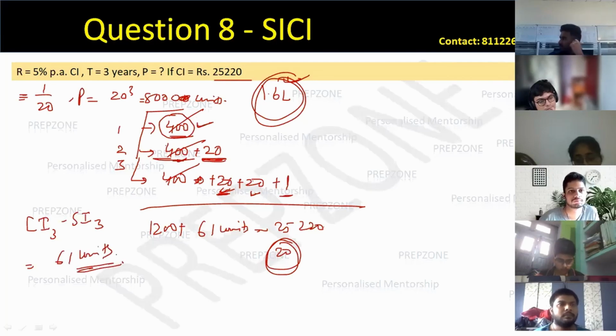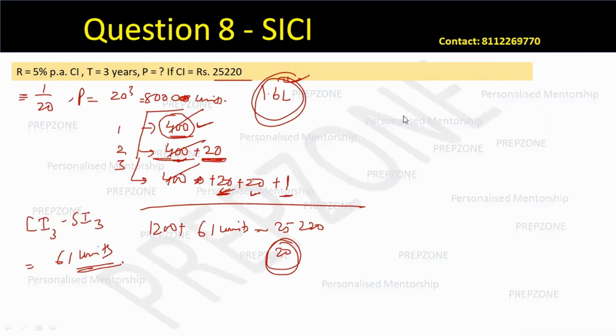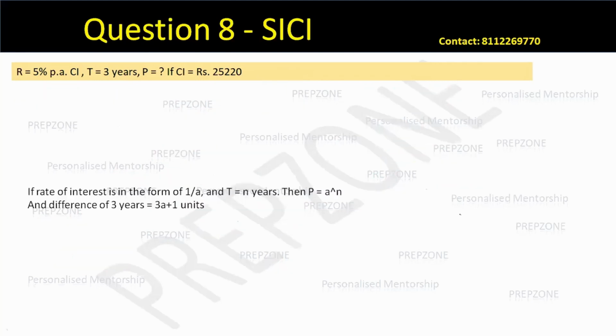Correct? And now this gives us a generalized formula, because in CAT more often 3 years is what is commonly asked. So if you have converted the rate from percentage to fraction and this comes out to be say 1 by A, and time is n years, then you consider principal as A to the power n. And delta of 3, which means after 3 years the difference between the compound interest and the simple interest, is nothing but 3A plus 1. This is what you're getting here. It is 20 plus 20 plus 20, 3 into 20 plus 1. And that is a generalized result that you can use. This is the summary of what we have learned.